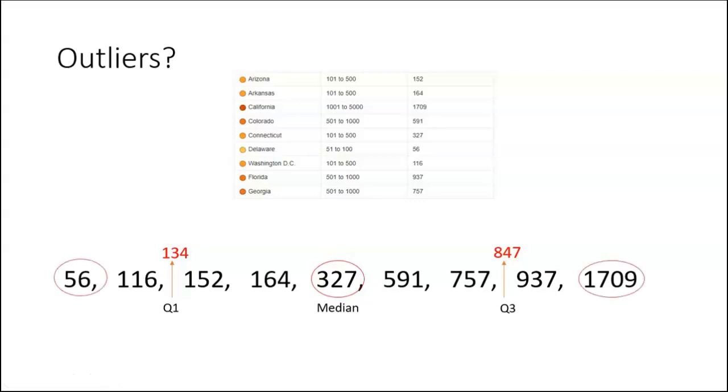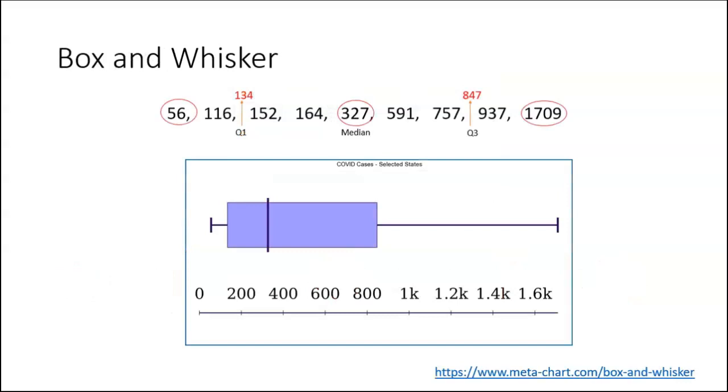And then we have a minimum of 56, a maximum of 1709. And then you saw how to make a box and whisker plot, and I'm actually going to ask you in an assignment to go to metachart.com. Not that it's the only one. I don't have any vested interest in it, but it is a really easy place to make nice box and whisker plots, as you can see.